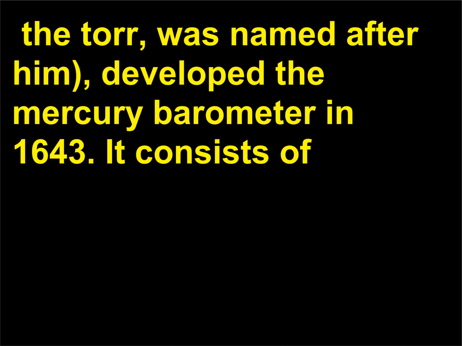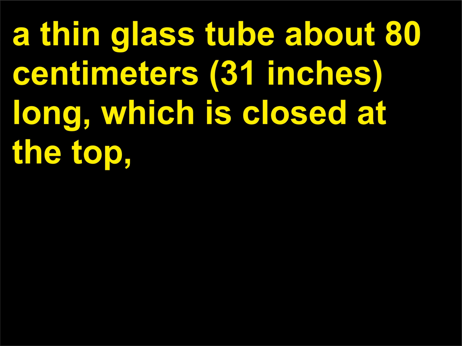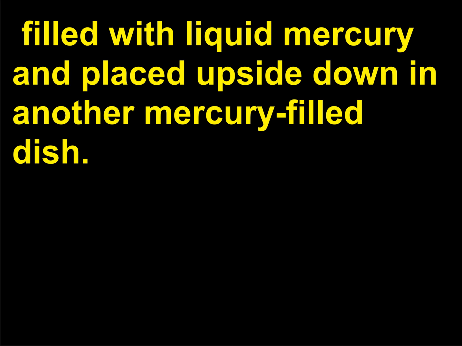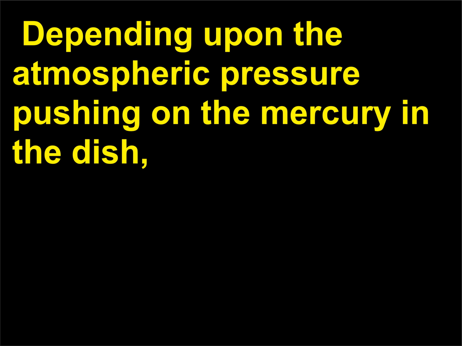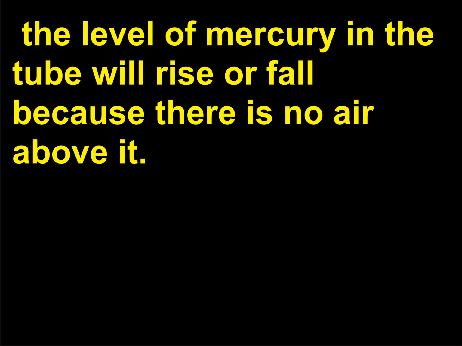It consists of a thin glass tube about 80 centimeters, 31 inches, long, which is closed at the top, filled with liquid mercury and placed upside down in another mercury-filled dish. Depending upon the atmospheric pressure pushing on the mercury in the dish, the level of mercury in the tube will rise or fall because there is no air above it.